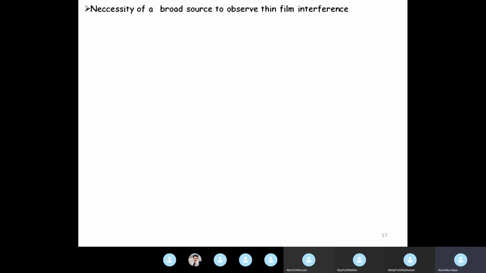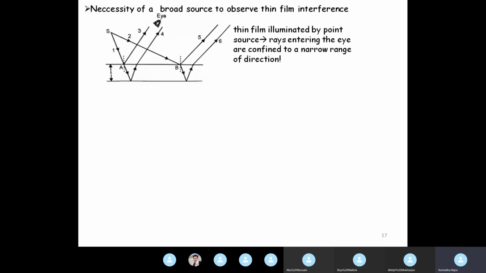Okay, next we will see why it is necessary to have a broad source in order to observe thin film interference. You cannot observe thin film interference with a point source. You see, I have tried to show what will happen if you have a point source. We have a single point source, and see, the thin film is illuminated by the point source, so the rays that are entering the eye have a very narrow range of direction. The other rays simply go outside our field of view. So how can you observe the different fringes? Okay, a single ray will produce one fringe, but you cannot see the pattern.